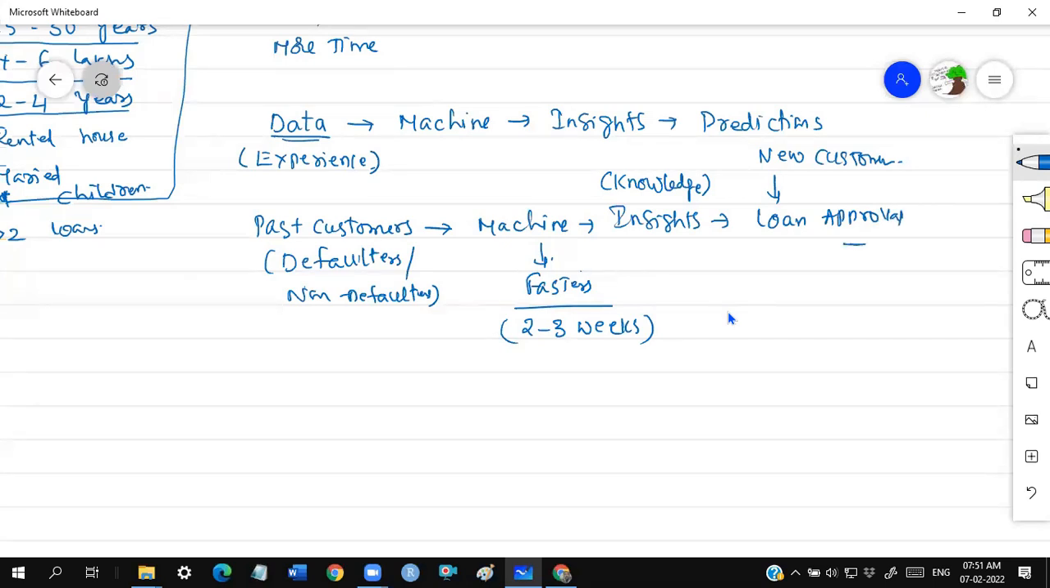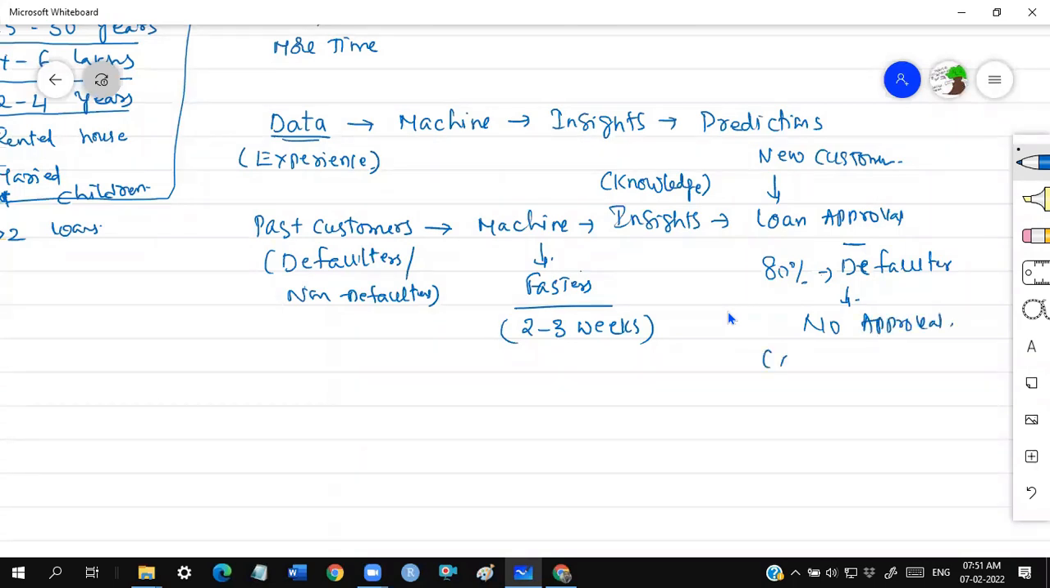Whenever a customer applies for a loan, nowadays it is not analyzed by people. The bank people do not analyze them. They give all that input to the machine. The machine is going to tell you the chances that he will become a defaulter. It says there are 80% chances that he is a defaulter, so don't give the loan. No loan approval. The bank people are going to act based on this.